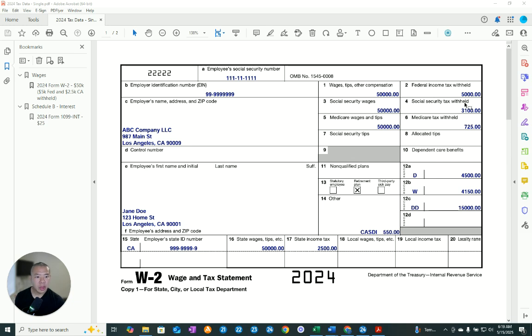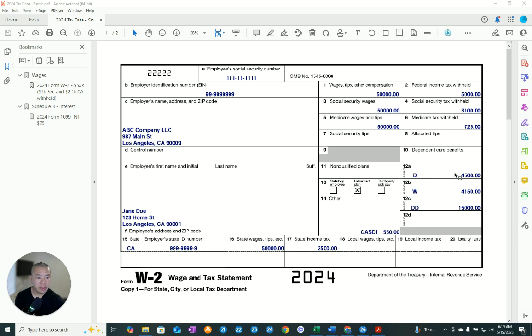So this person withheld $5,000 from their paycheck, which means they paid the federal government. Social Security was withheld at 6.2%. Medicare tax was withheld at 1.45%. This code is for 401k. This one is for HSA. This one is for the employer's portion of the healthcare.